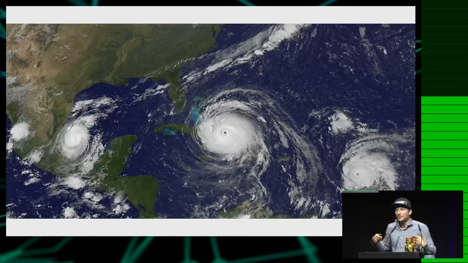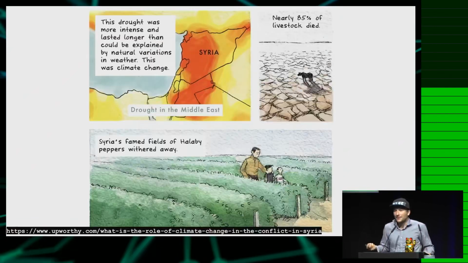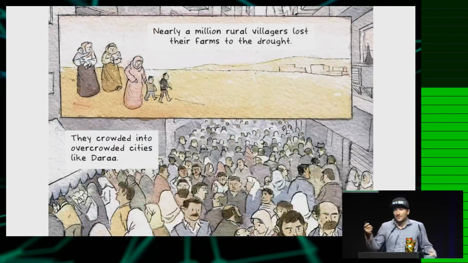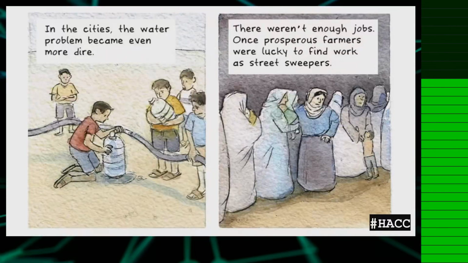Global warming means more fierce natural disasters. Of course, Africa, drought, not enough water. And the very recent example with the Syrian refugees, which was also created by climate change. People migrated to cities, there were not enough jobs, they were struggling.